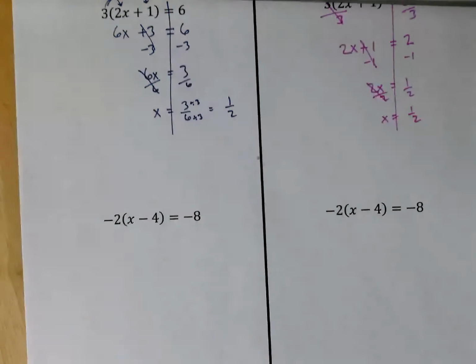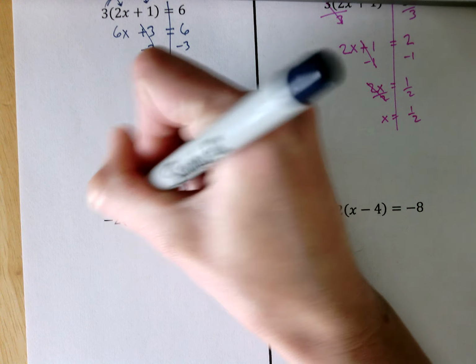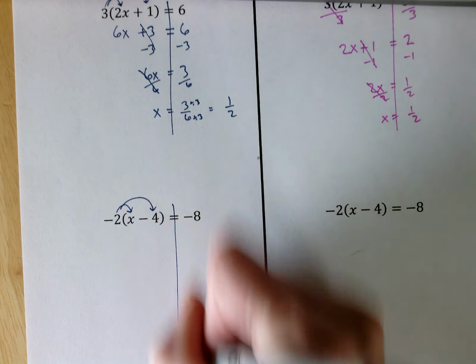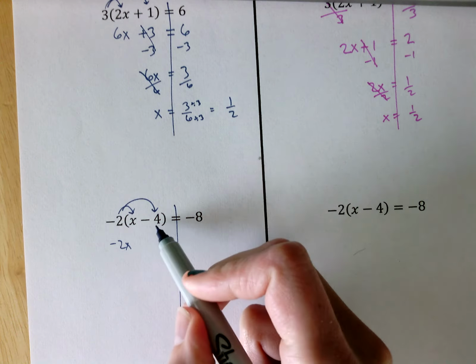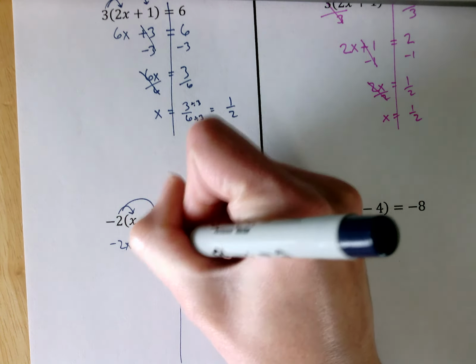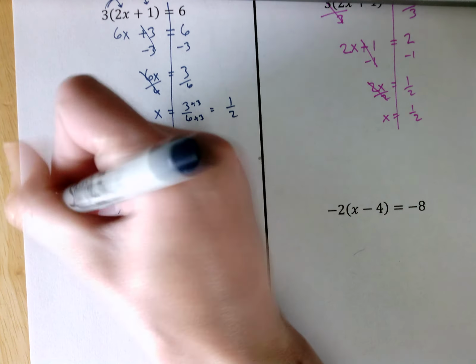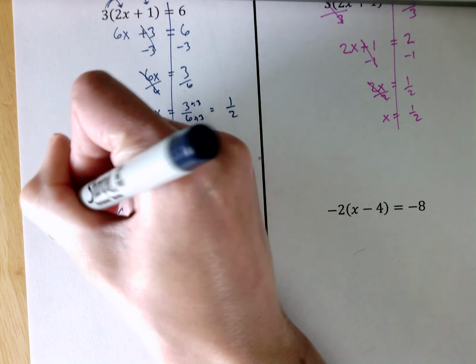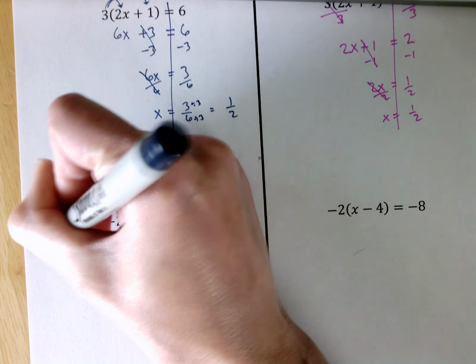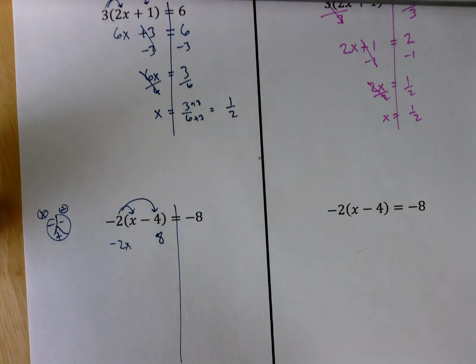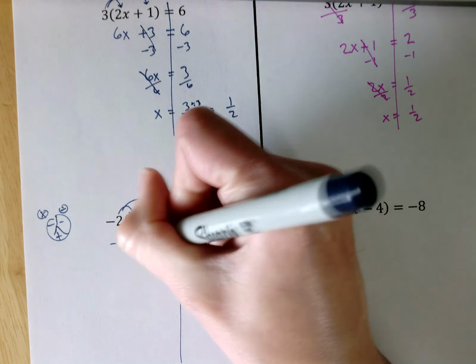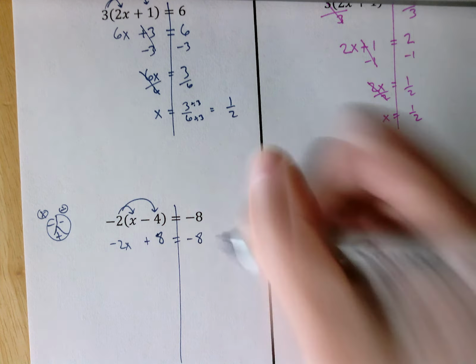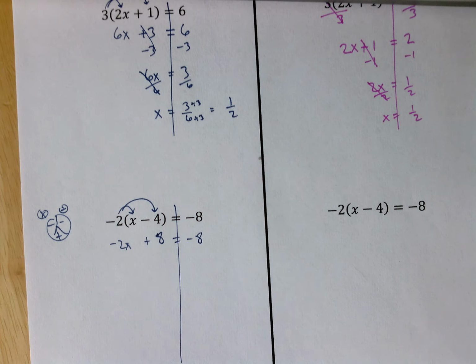So method one, for this one, I would start by distributing. So negative 2 times x is negative 2x. Negative 2 times negative 4, well, 2 times 4 is 8. Negative 2 times negative 4 is positive 8. All right, so then there we go. And now we're going to solve this equation.